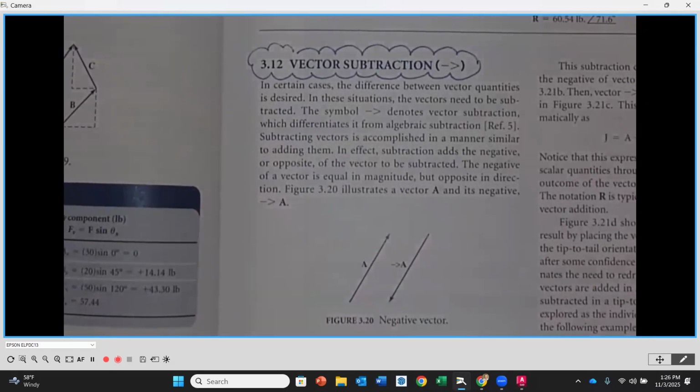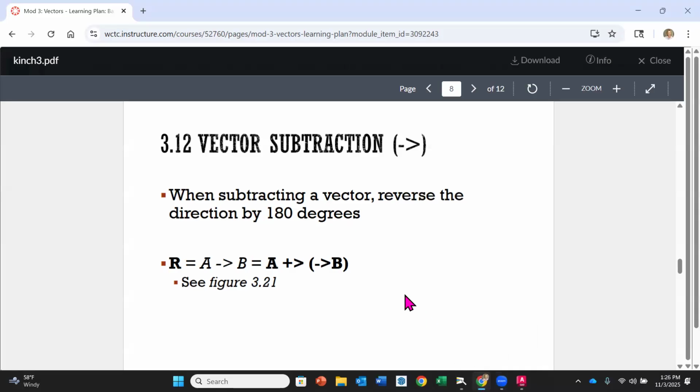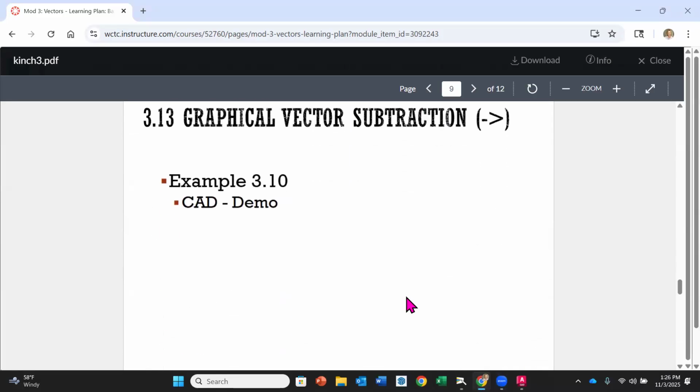Okay, so we are going to look at example 3.10 to go through this process. I'm going to slightly change from the book. There are two methods that you can do this in. The book shows it in one. I like staying consistent with adding tip to tail, so we're going to do this one. We'll end up with the same answer, but we're going to approach it just slightly differently than the book does.